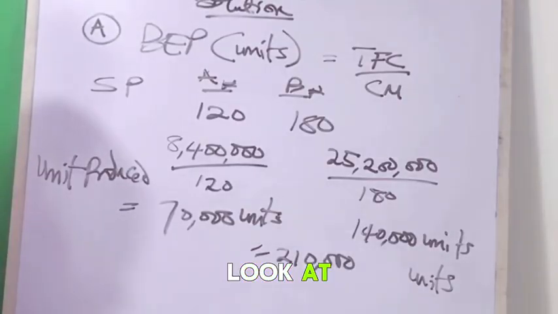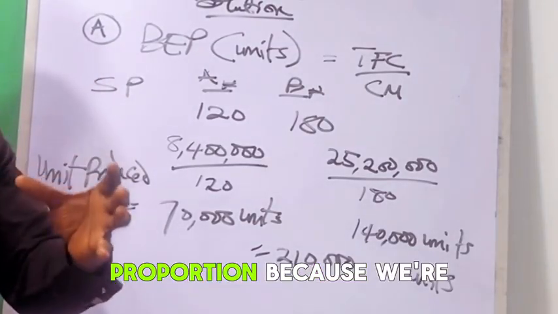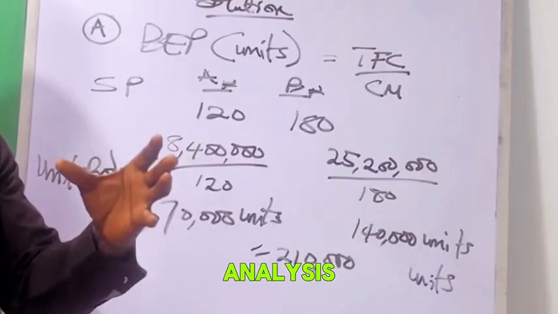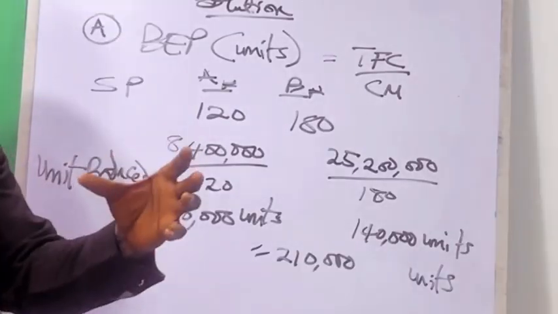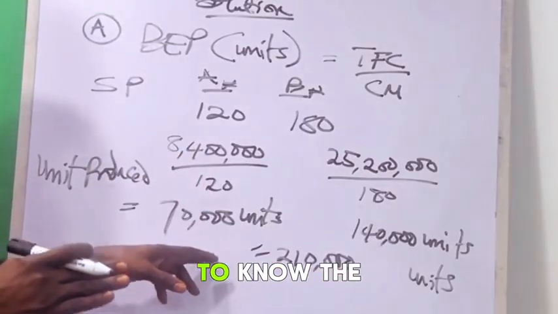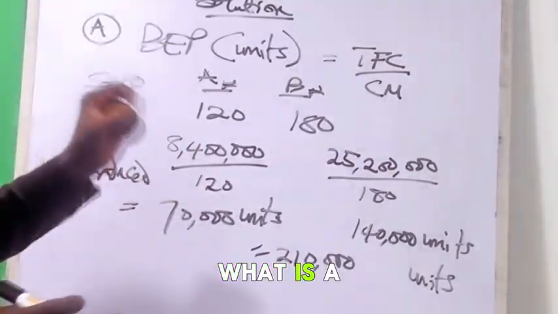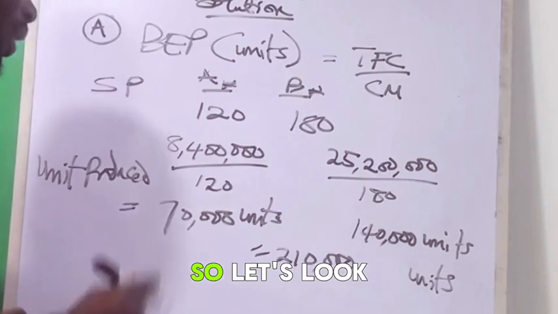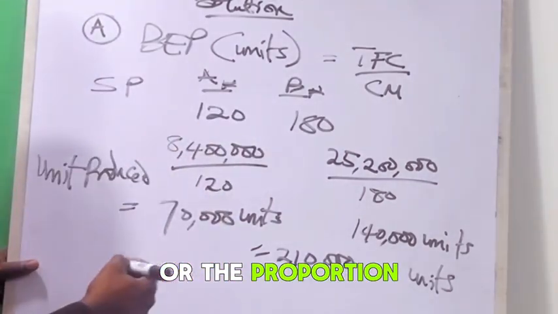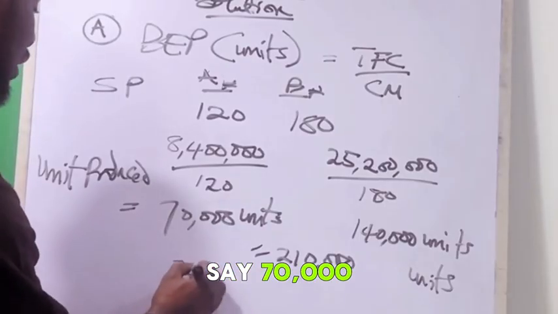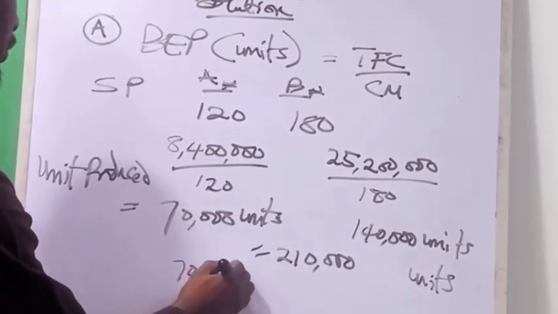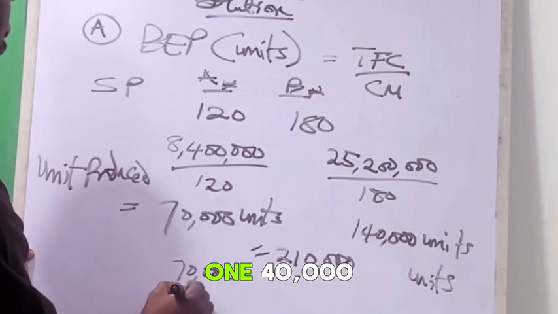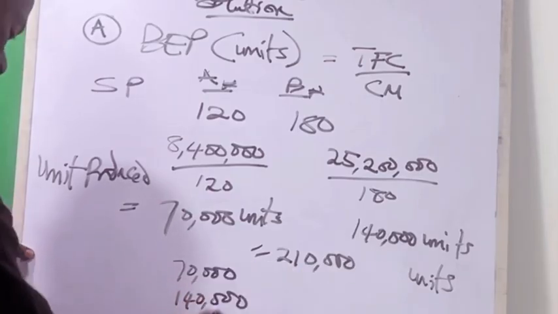Good. Now before we proceed, let's go and look at the proportion, because we're going to need this when you are doing a multi-product CVP analysis. You need to do what we call weighted. Everything you are doing has to be weighted. So we need to know the weight. What is A contributing and what is B contributing to get the total unit produced? So let's look at the ratio or the proportion. Now we can say A is 70,000 and B is 140,000.